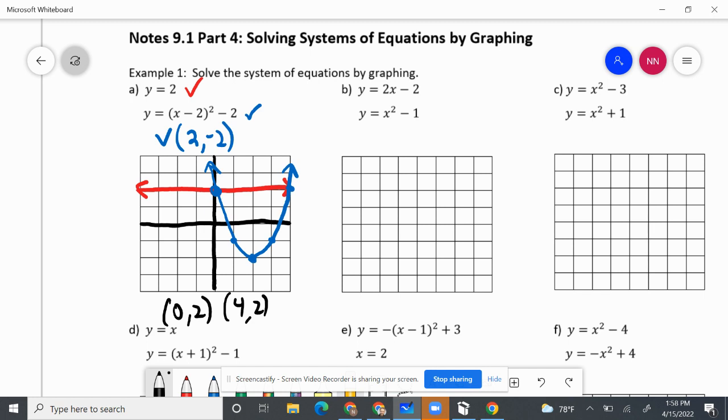Now looking at the second one, once again, I'm going to start off with my linear equation, and then I'm going to graph my quadratic equation. For my linear equation, my y-intercept is negative 2. So I plot a point at negative 2. My slope is 2, which is the same as 2 over 1. So from this point, I go up 2, to the right 1, up 2, to the right 1. And I'm going to draw my line.